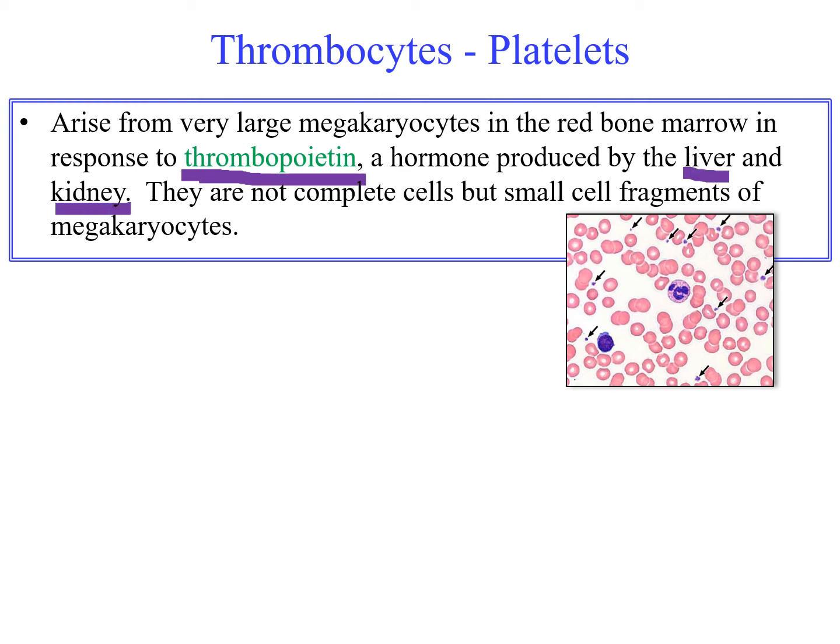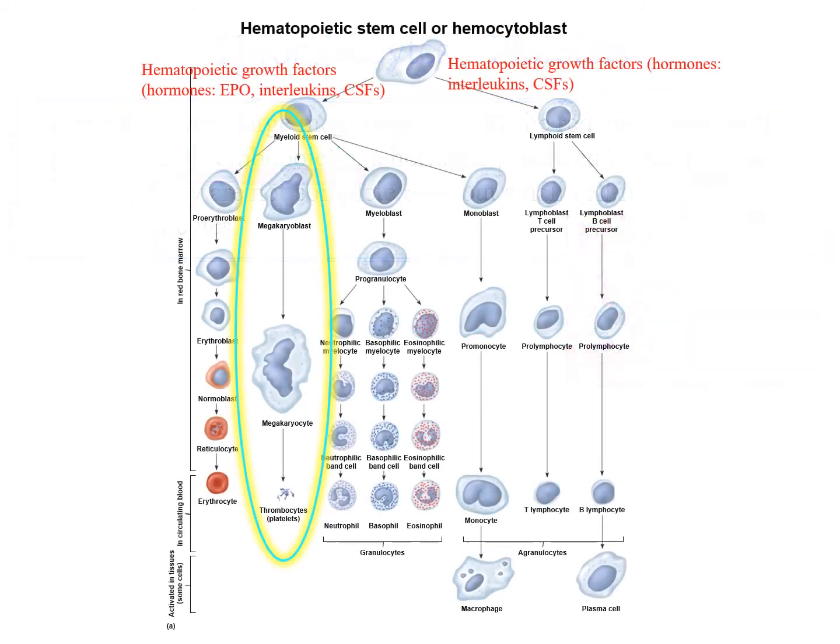Now you might remember in the previous voiceover we talked about erythropoietin produced by the liver and kidney, or EPO. Don't get those mixed up. Thrombopoietin, thrombo referring to thrombocyte, is a hormone produced by these same organs that promotes the differentiation of the big megakaryocytes into the functional thrombocytes. And there's the diagram that I was referring to, so check that out.